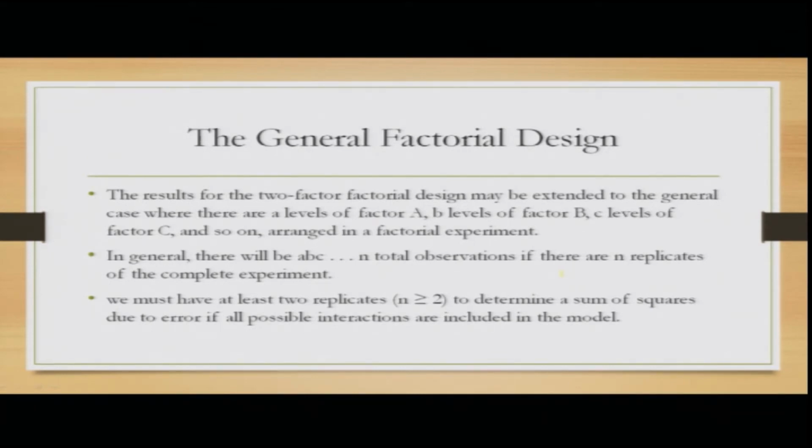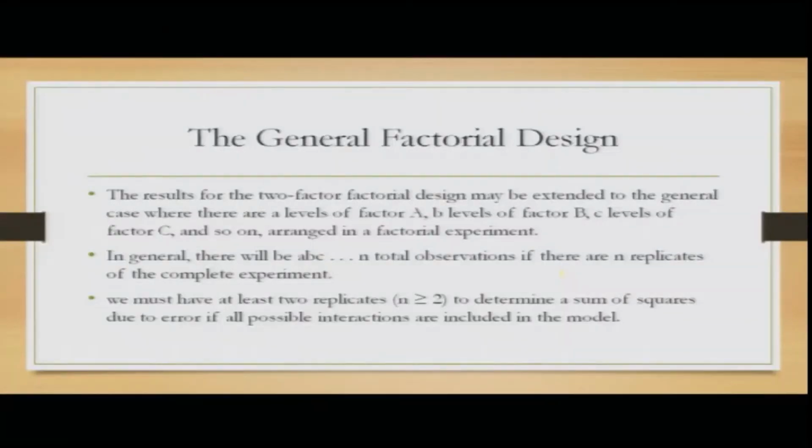If you want to find the total number of observations for all the factors and samples, it would be a times b times c, and so on, till the last value, times small n. So, the small n's are the replicates. We must have at least 2 replicates to determine the sum of squares due to error if all possible interactions are included in the model.